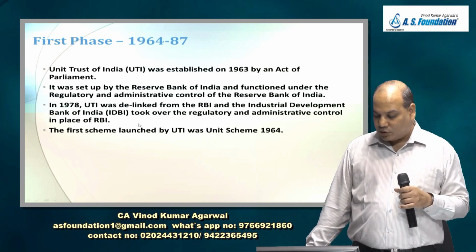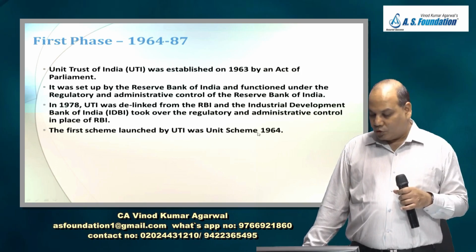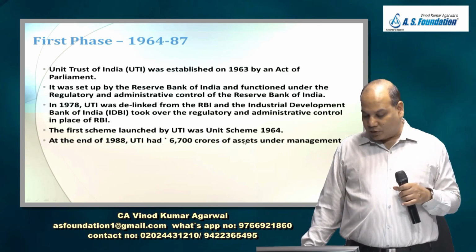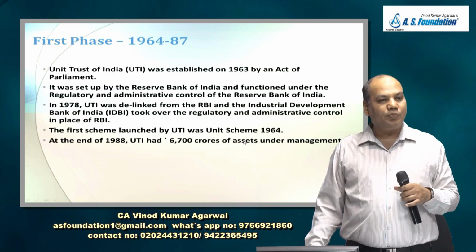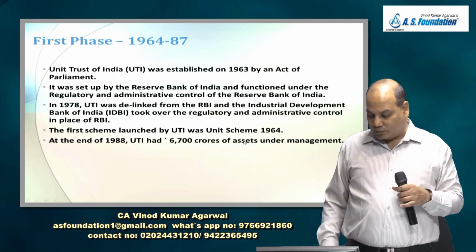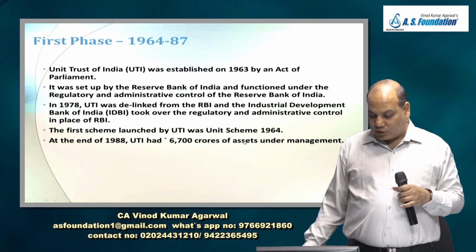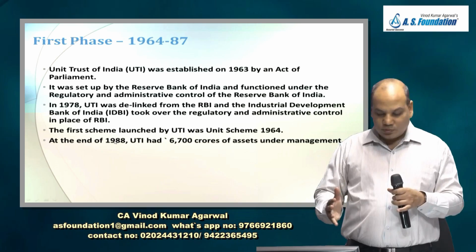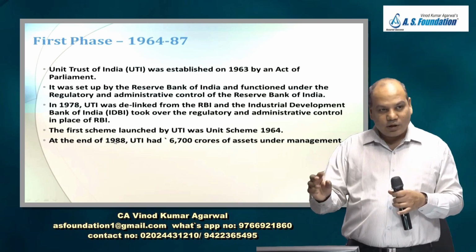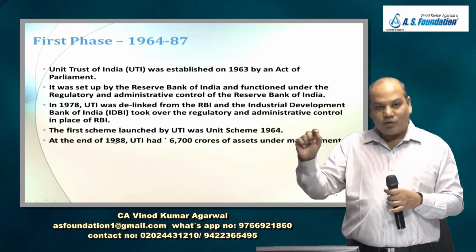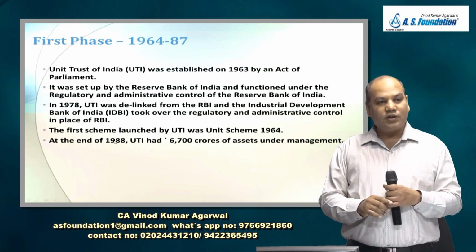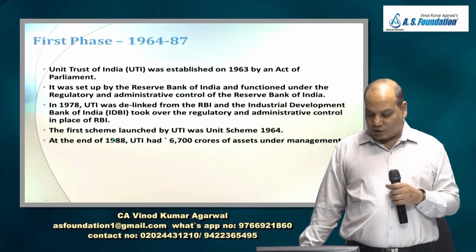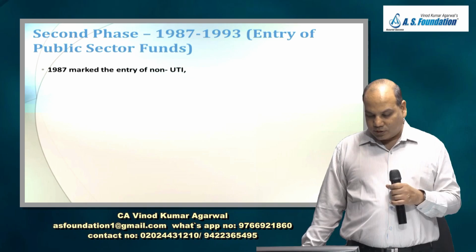The first scheme that was launched by UTI was Unit Scheme 1964. This was the first scheme, and for information, it had become very popular at that time. And now towards the end, that is 1988, when the monopoly of UTI will collapse, UTI had at that time 6,700 crore rupees of assets under management. At that time in 1988 they collected 6,700, which is a big achievement.